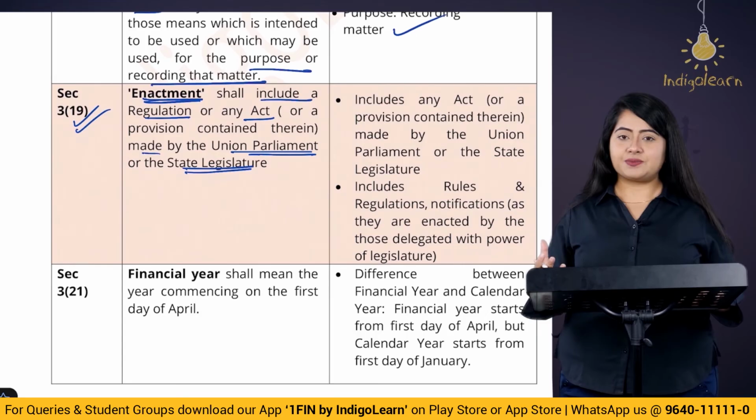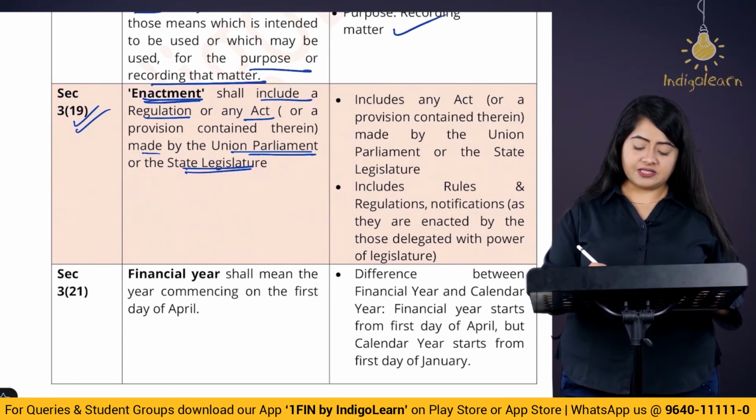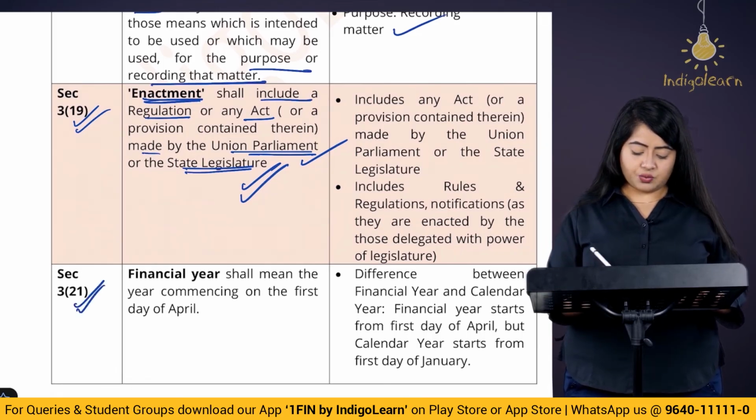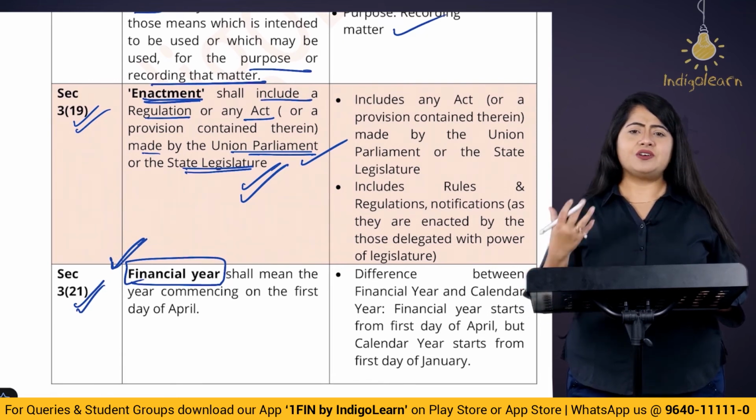So, when we say enactment, what is the meaning given in the General Clauses Act? It means any law which is passed by the central government or the state government. Simple. Next is clause number 21, which talks about financial year. Now, this is an important definition with respect to your examination. So, what is the meaning of financial year?